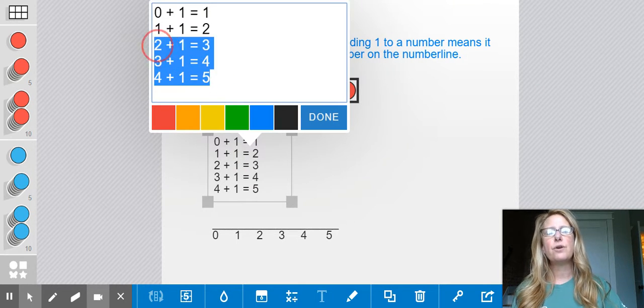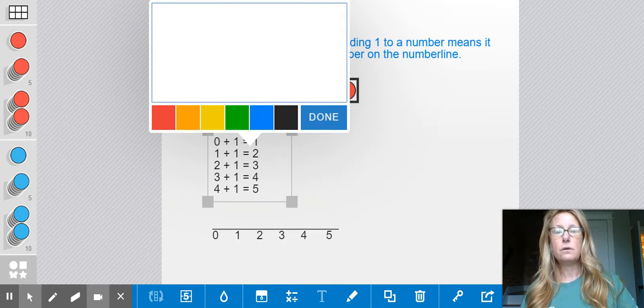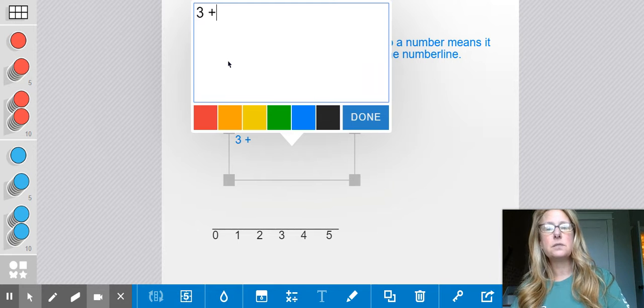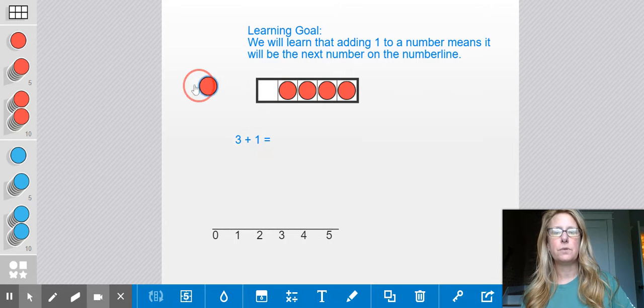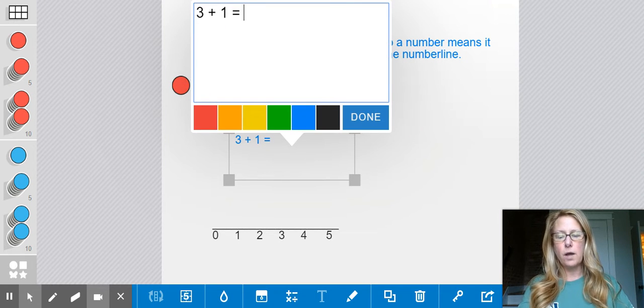Let's try some that are not in order, kind of mixed up. What if I start with, I'll start with 3 plus 1 equals. Remember, we're adding 1 to a number. Let's take our counters off and see if we can figure out what 3 plus 1 equals. I start with 3. When I add 1, it's the very next number that I say. 3, 4. That's right, boys and girls. It would be 4 counters. So 3 plus 1 equals 4.